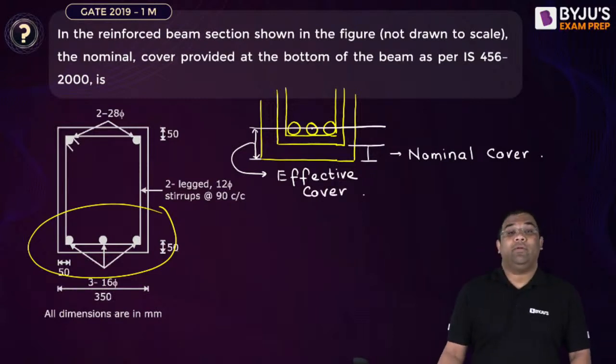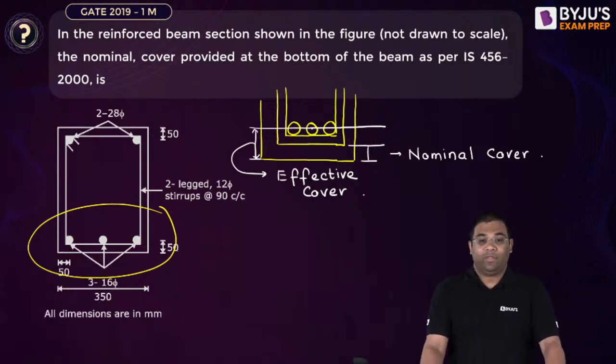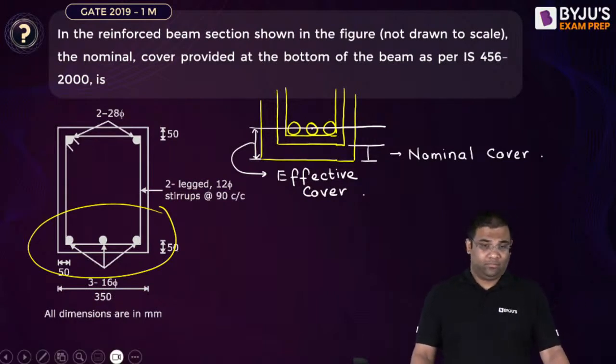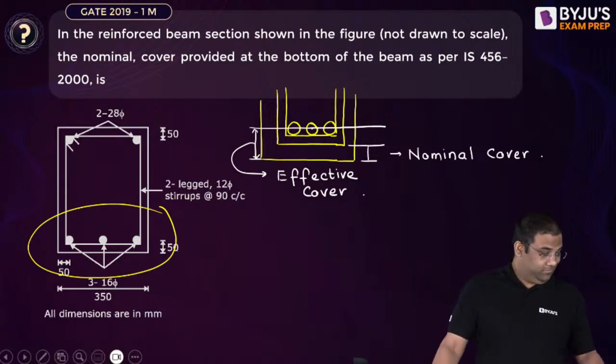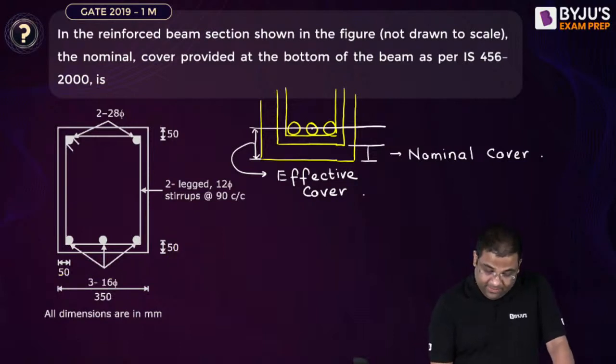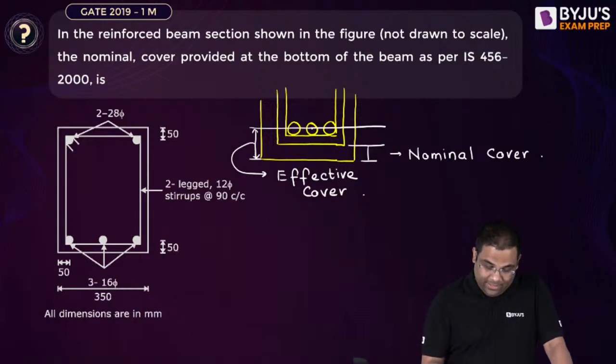Now from the question, tell me what is given in the diagram. Effective cover or nominal cover? What is given in the diagram? This 50 is given, what? Is this nominal or effective? Anyone? This is given the effective.